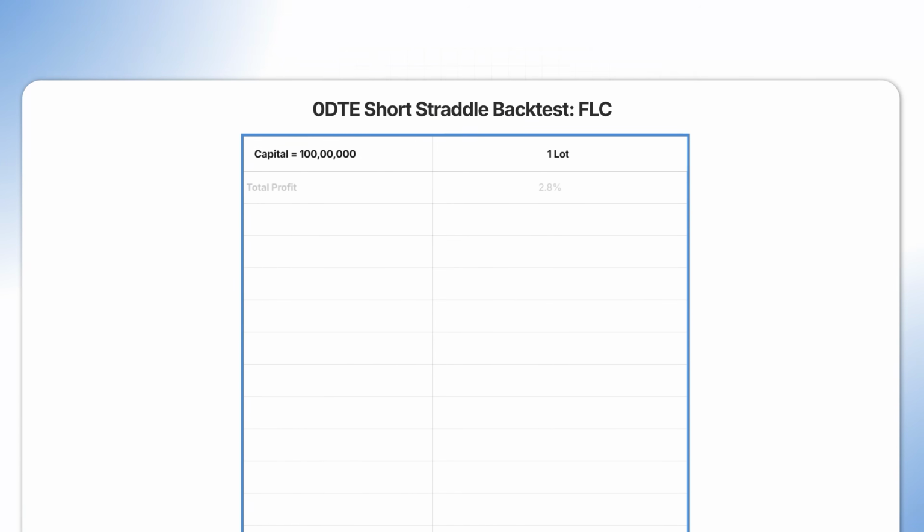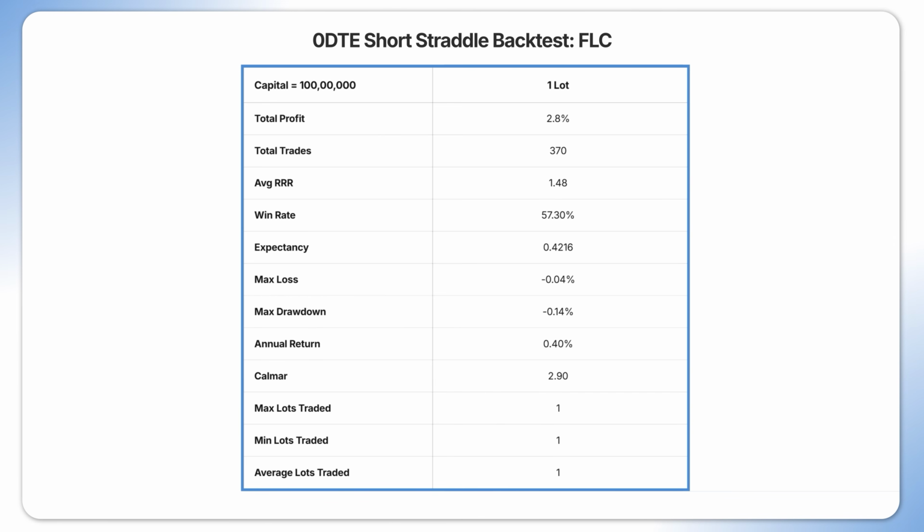You can see the backtest results either in a pictorial form or in a tabulation form. This is the backtest result in the tabulation form. You have an expectancy of 0.42, which is quite high. You're trading just one lot. You have a Calmar of 2.90, which is also good.